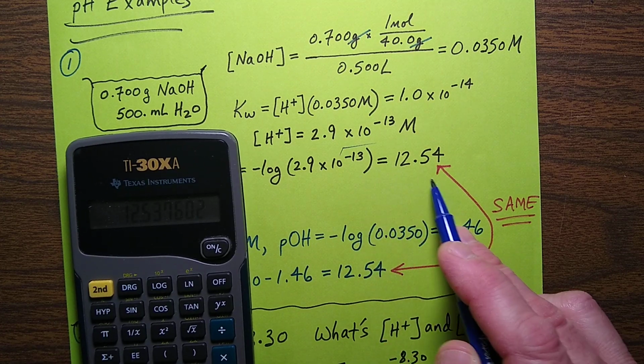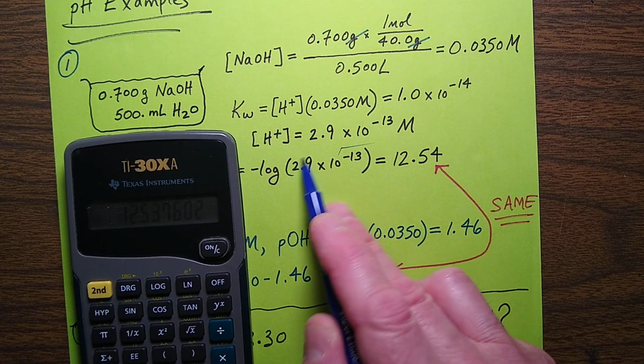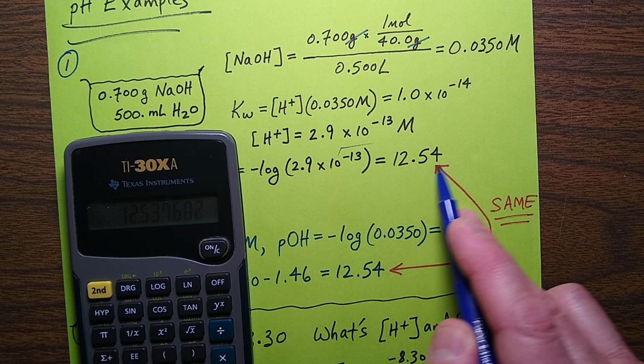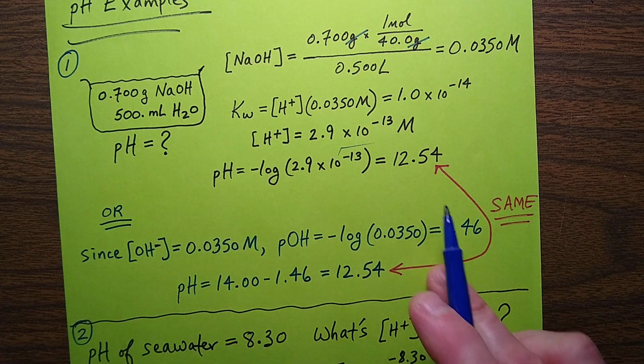Why do I report it as 12.54? Because I have two sig figs here, I need 2 decimal places there. So there's my answer.